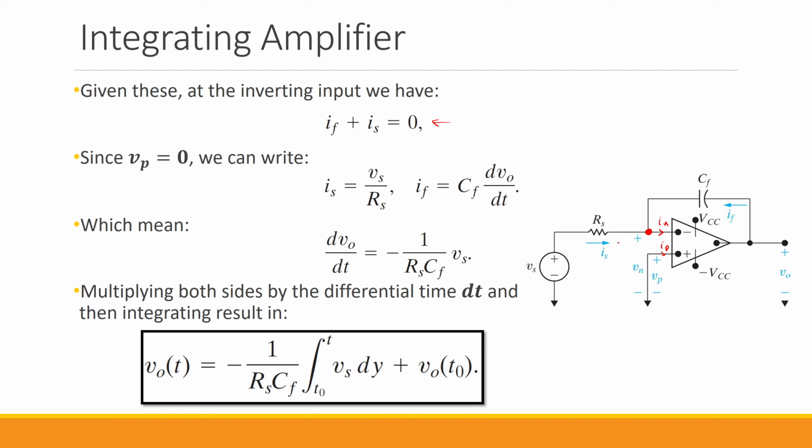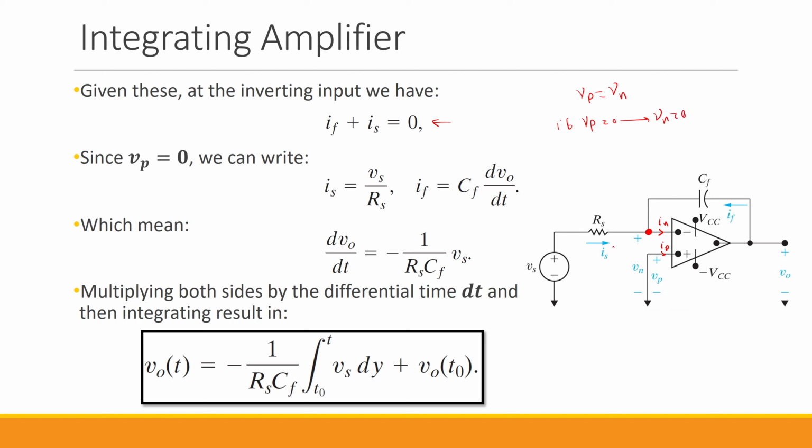But how can we find the values for IS and IF? For that, we need to know the voltage at the inverting input. We know from the voltage constraint that Vp, the voltage at the non-inverting input, is the same as the voltage at the inverting input. The non-inverting input of the op-amp is directly connected to the ground, so that means Vp is 0. If Vp is 0, that makes Vn 0 as well.